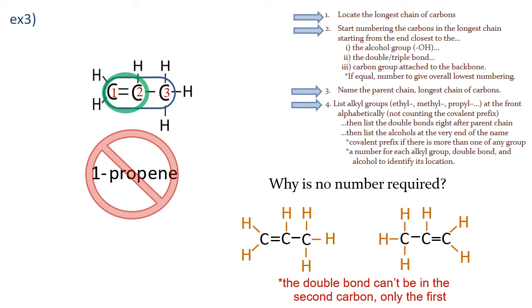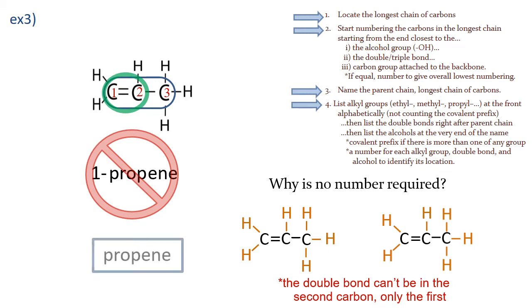Now to further prove my point, I'm going to use the magic of PowerPoint to rotate the molecule on the right-hand side. And when I do that, we see it is identical to the one on the left. So whether I put it between the first and second carbon or second and third carbon, it's the exact same molecule, and the double bond is on the first carbon. So the answer is simply just propene.